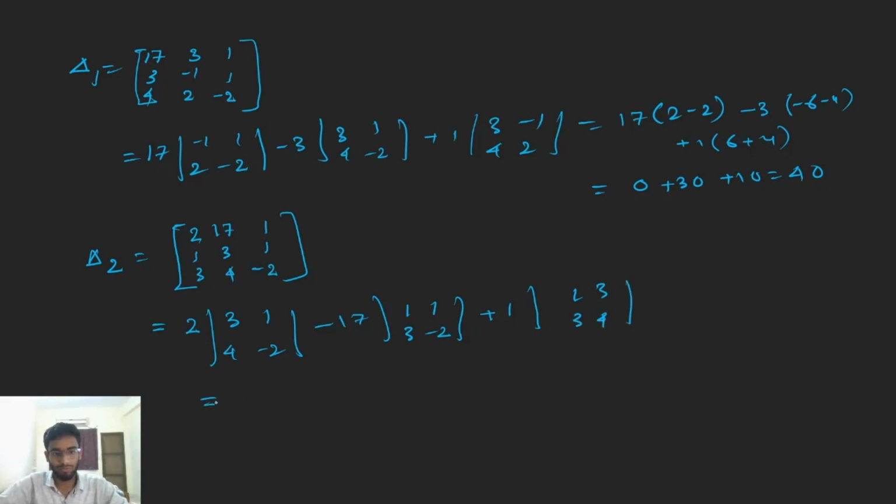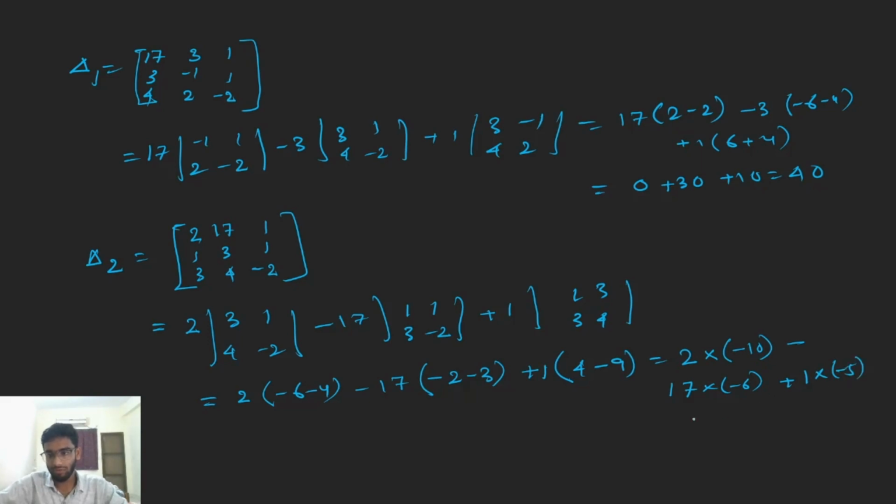After that, you will get 2 minus 6 minus 4, minus 17 minus 2 minus 3, plus 4 minus 9. Okay, so in that case we are getting twice of minus 10, minus 17 into minus 6, plus 1 multiplied by minus 5. At last it is minus 20.